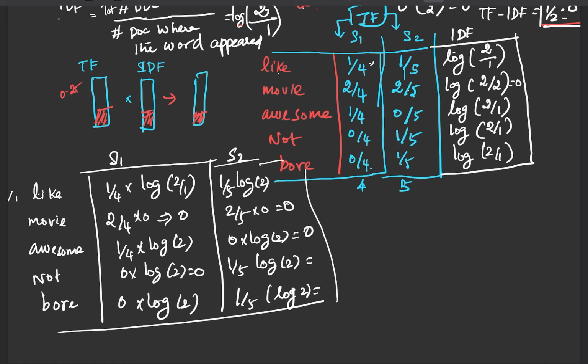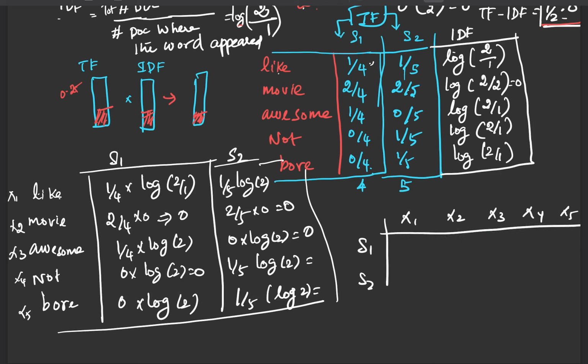Features are x1, x2. Here these words are our x's. Am I correct? x1, x2, x3, x4, x5. There are 5 features. Now our 5 features are x1, x2, x3, x4 and x5, and for each sentence we have some numbers. For the first sentence, the second feature is 0 and third feature is 0, fourth one is 0, first one is 1 by 4 log 2, third one is 1 by 4 log 2.